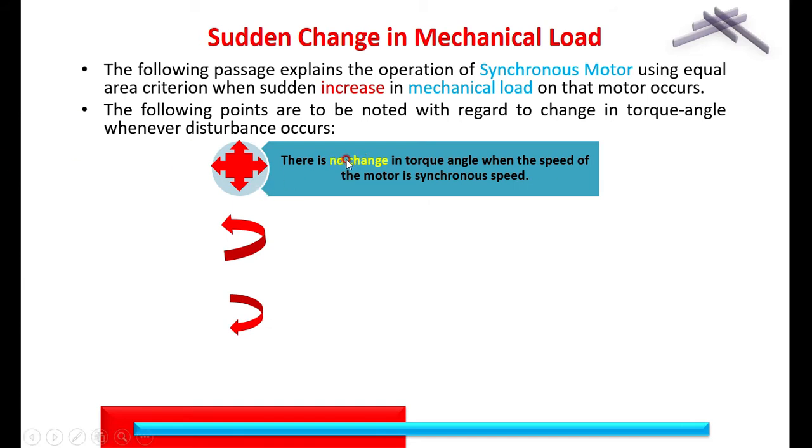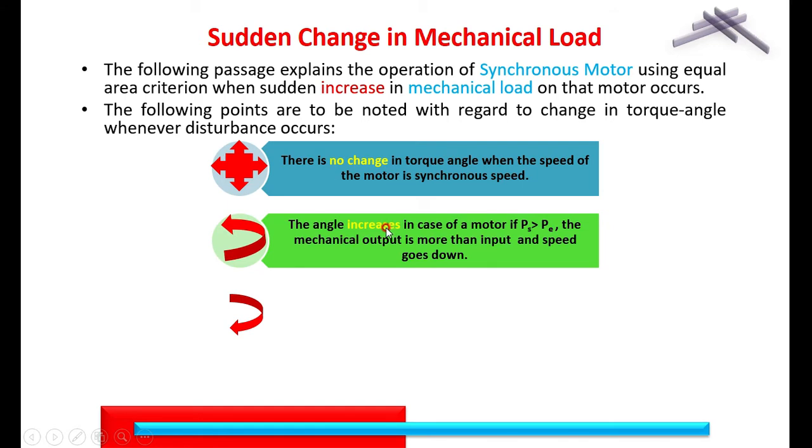Therefore, there is no change in the torque angle when the speed of the motor is synchronous speed. The speed of the machine is synchronous only when there is a perfect match between the input and the output plus the losses in the system. It means there is no change in the current if the speed of the machine is synchronous speed.